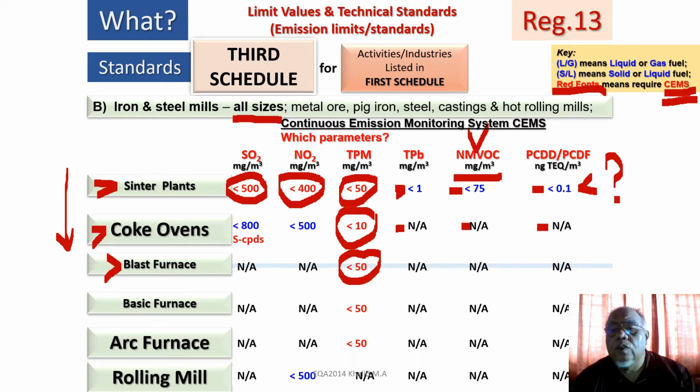Fourth schedule is on dioxin and furan. It's not applicable to them at all. And hazardous substance, NMVOC, not applicable to them. So they only have to look for only one parameter, which is total particulate matter.